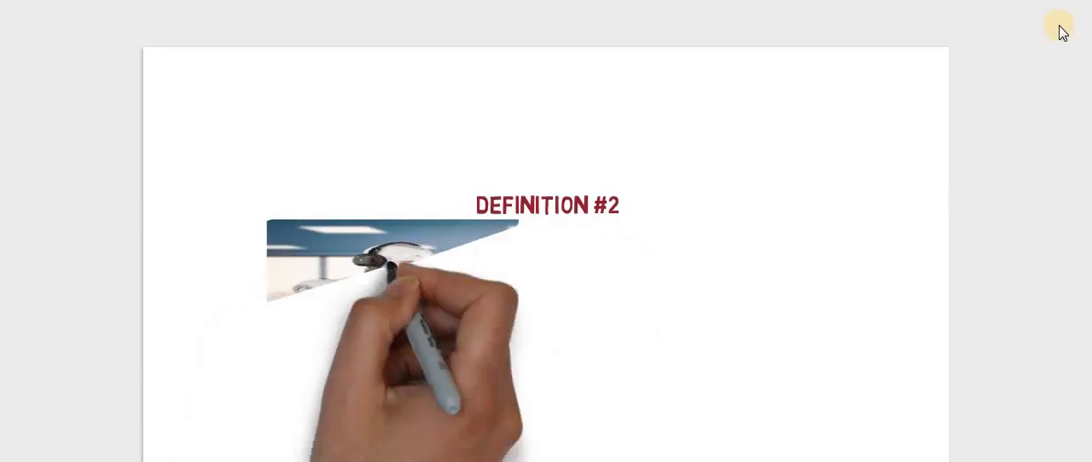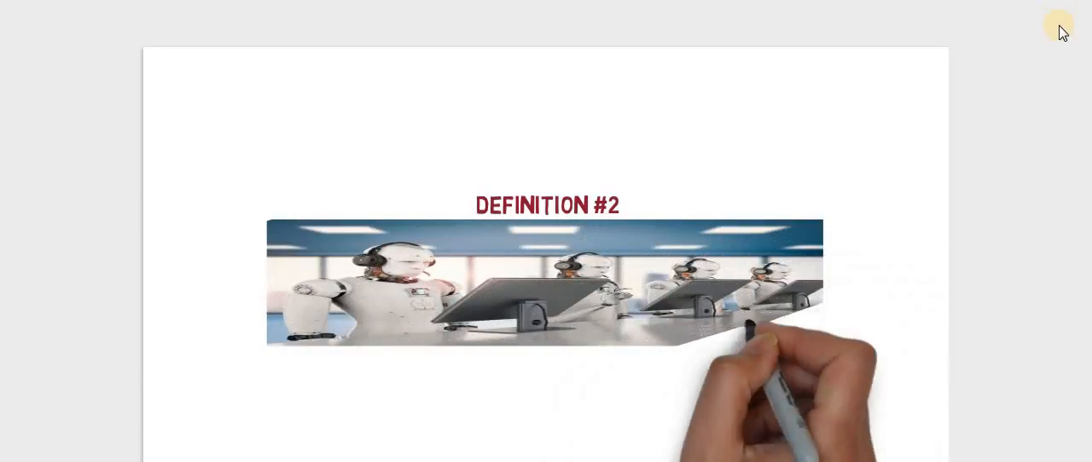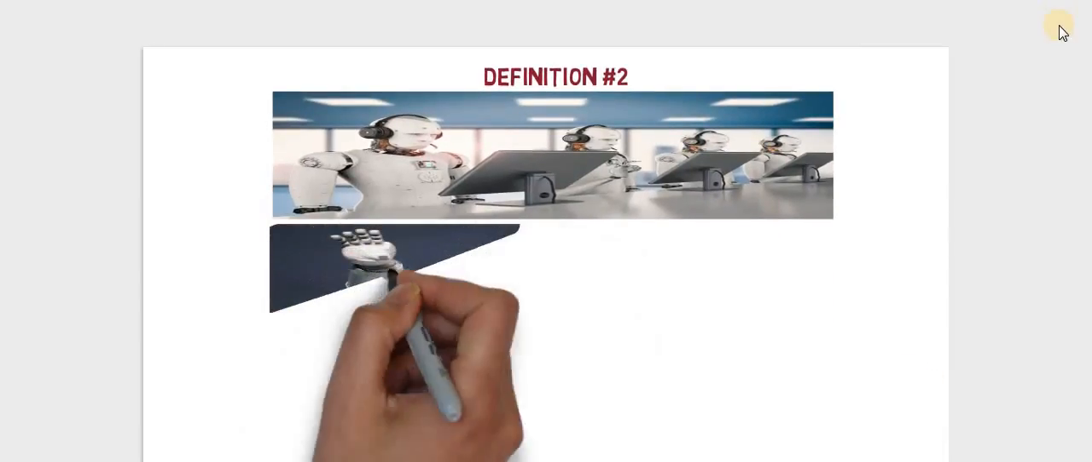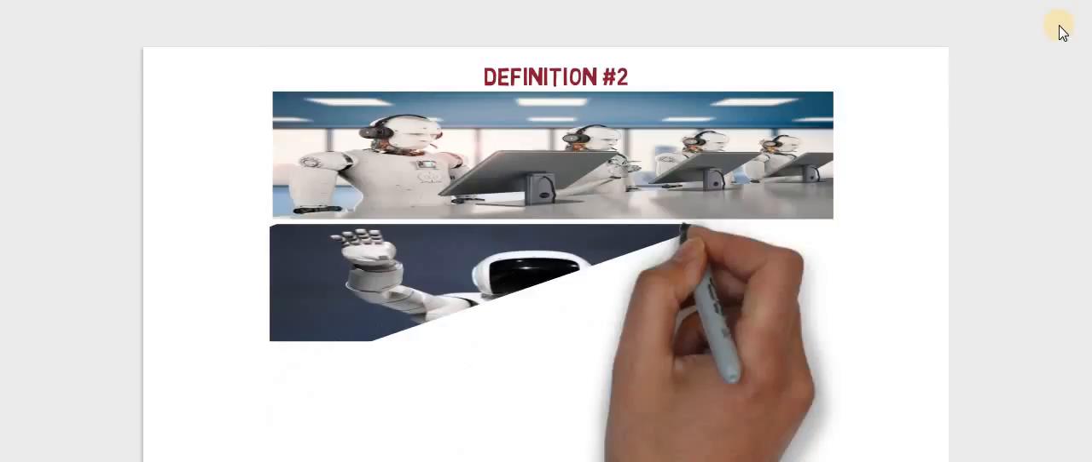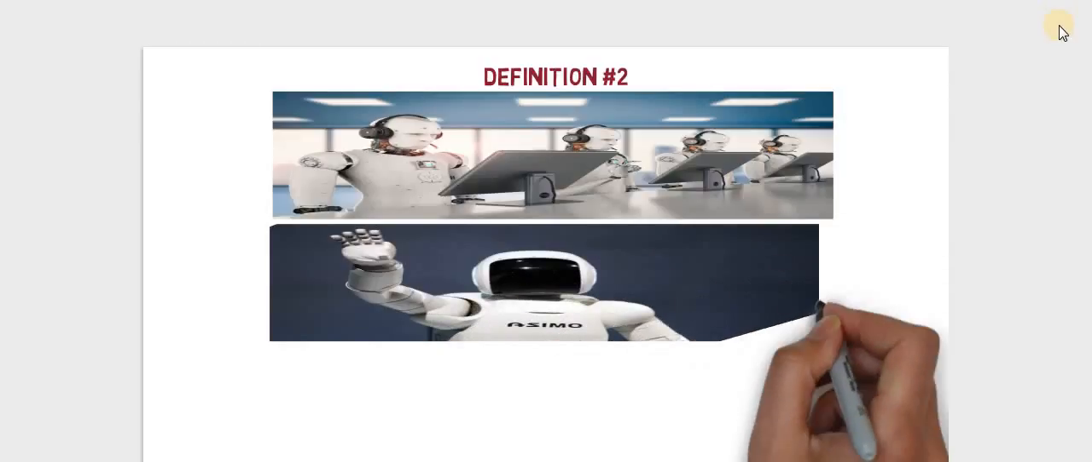Now the important second definition is: artificial intelligence is the creation of intelligent machines that work or react just like the human. There are a lot of examples. The first one is the Honda ASIMO robots that are working in restaurants to serve food. And the second one, the latest example, is the Sophia robot.